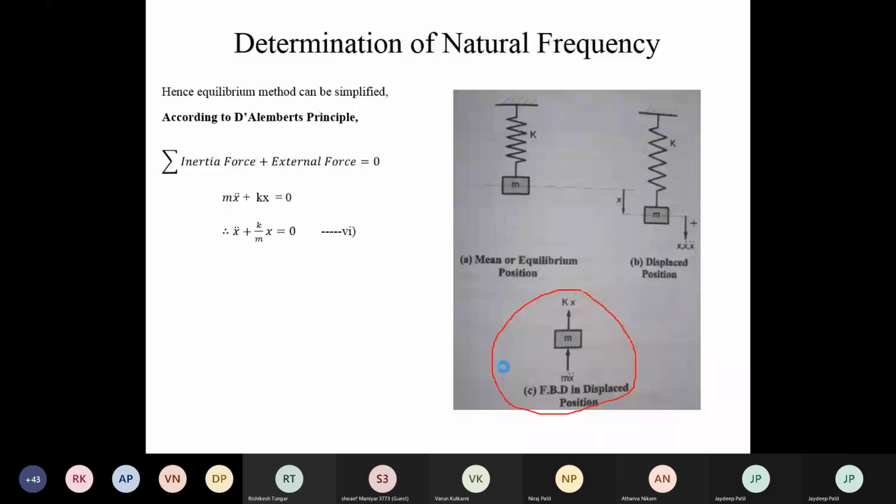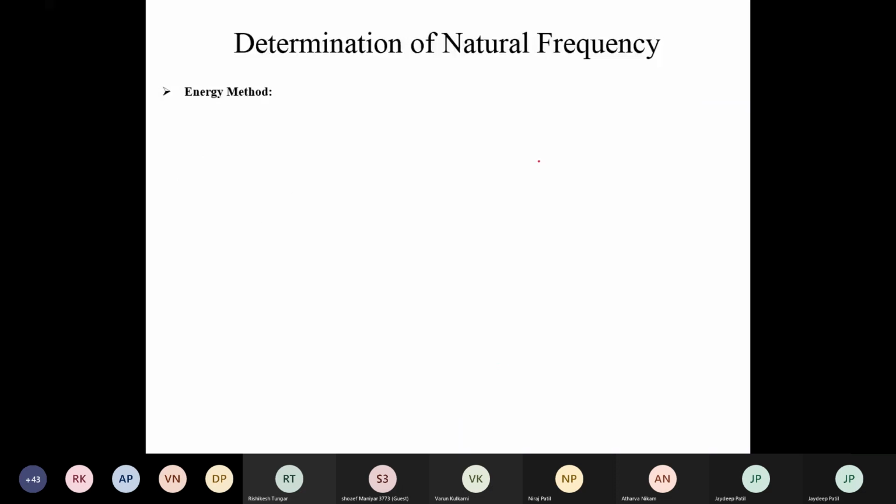Now this is a very simple method. We know there are two types of energies: first is kinetic energy, and the second is potential energy. Am I right?